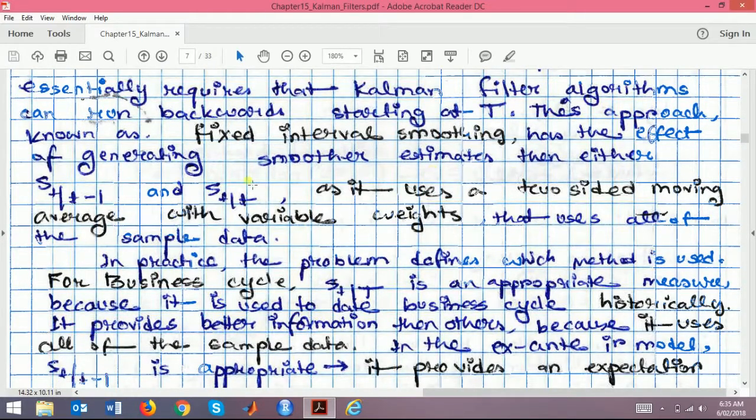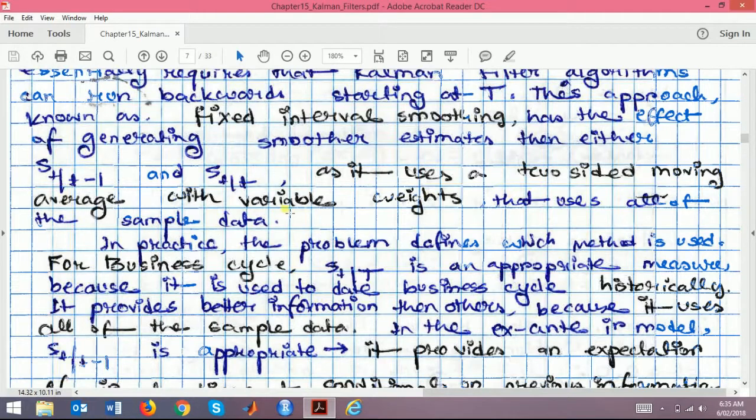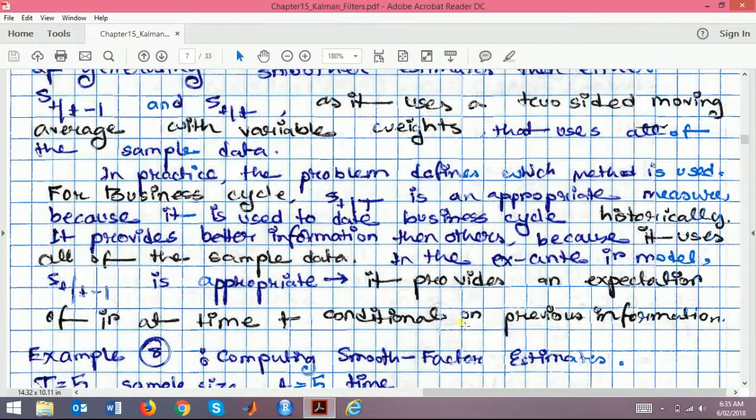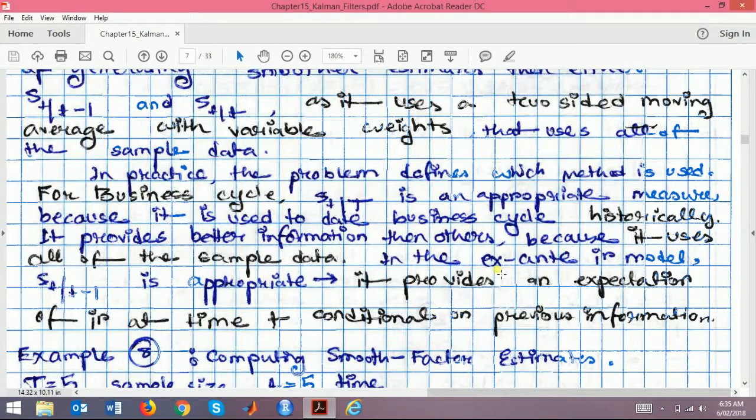Fixed interval smoothing uses a two-sided moving average with variable weights that uses all of the sample data. The variable weights use all of the sample data, and it is a two-sided moving average because we are going backward, and the results are smoother. In practice, the problem defines which method is used. For the business cycle, S1 for the entire time period is an appropriate measure because it is used to date business cycles historically. It provides better information than others because it uses all of the sample data. When you have to use all of the sample data, backward propagation is a good method.